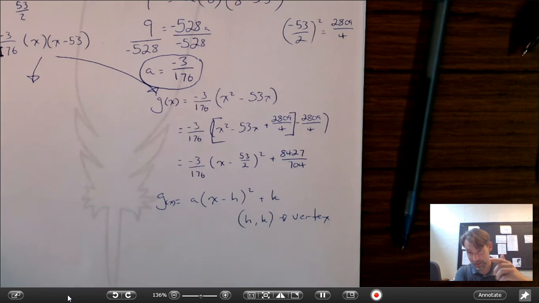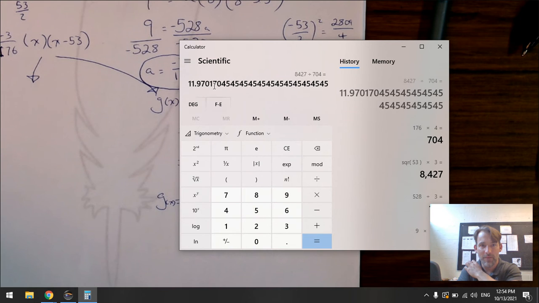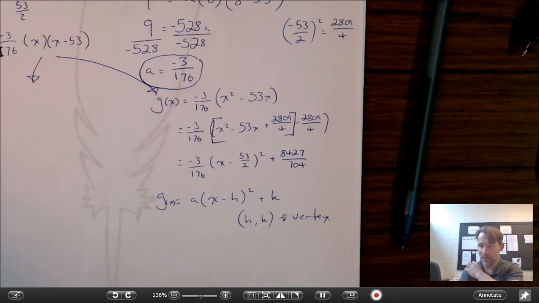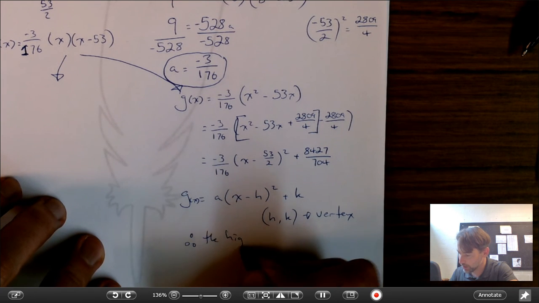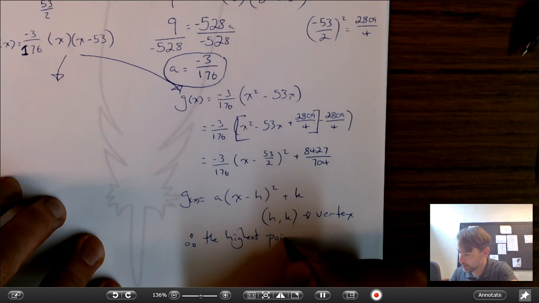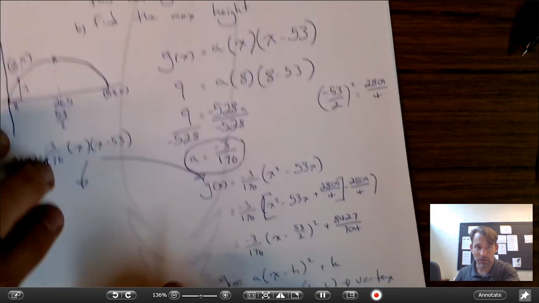Now, this is the height of a ball. It's in meters, so we definitely want to give a rounded answer. So let's do that. 8427 divided by 704. Isn't that nice? 11.97. So it's 12. It's 12 high. Okay, 12 meters high. So let's take a look there. Therefore, the highest point is 12 meters.